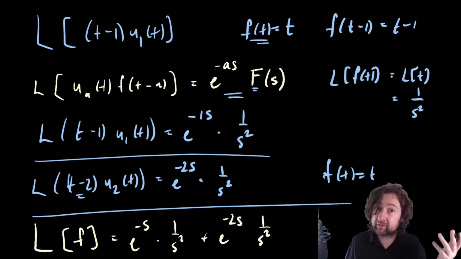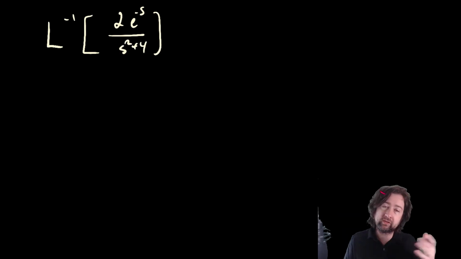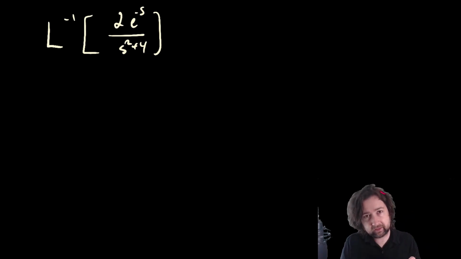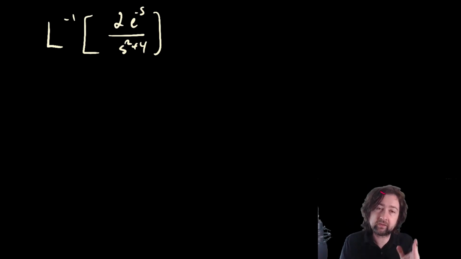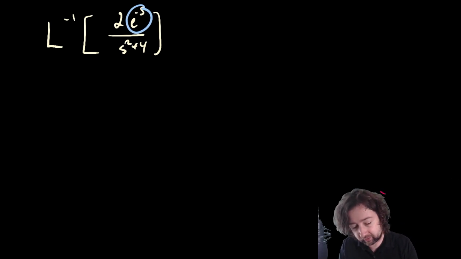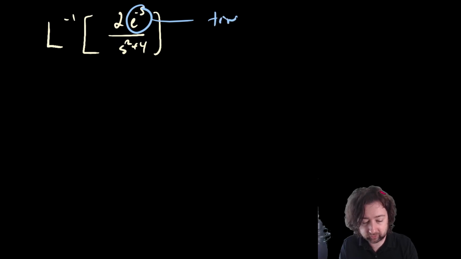So let's do another example. How about the inverse Laplace transform of 2e^(-s) over s squared plus 4? What function did that come from? Well, I have this e^(-s) here, and that means I know that this must have come from a shift in the time domain. So I identify this exponential right here. This corresponds to a time domain shift.